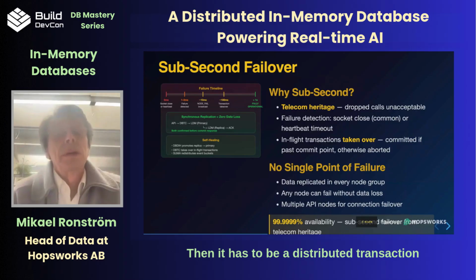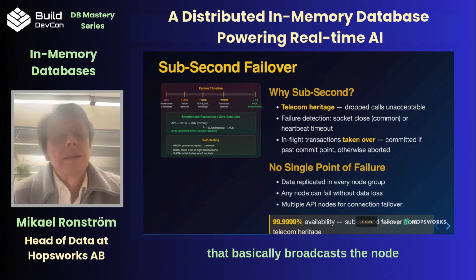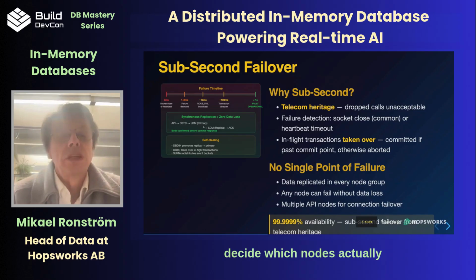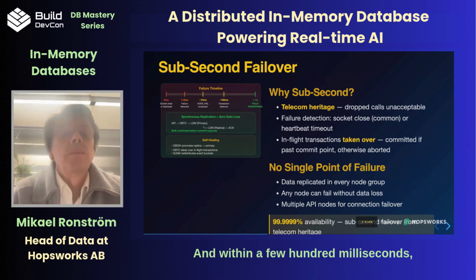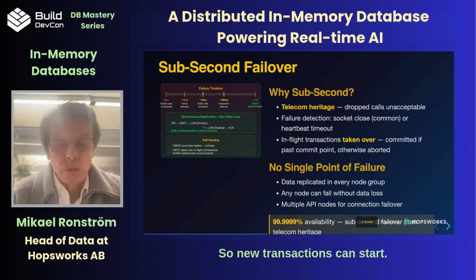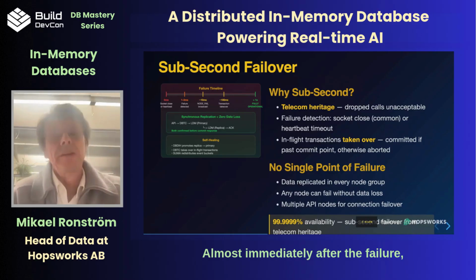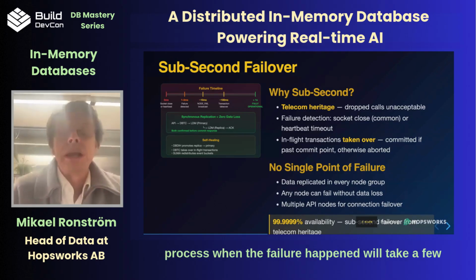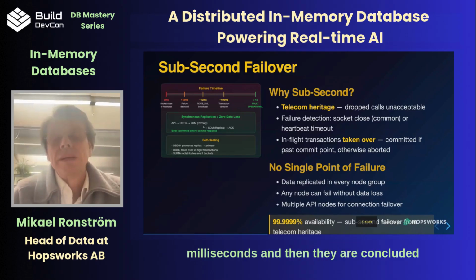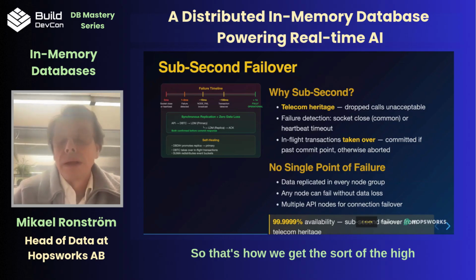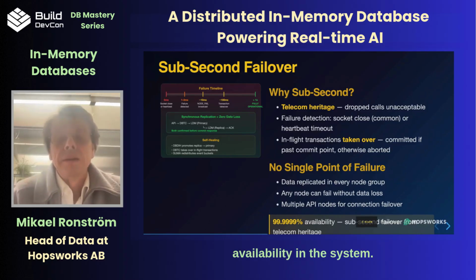Then it has to be a distributed transaction that broadcasts the node failure to all the other nodes, and they have to decide which nodes actually survived. After that, you start the transaction takeover, and within a few hundred milliseconds, you're completely done. Everything is fine. New transactions can start almost immediately after the failure. Those transactions that were in process when the failure happened will take a few hundred milliseconds, and then they are concluded as well. So that's how we get the high availability in the system.